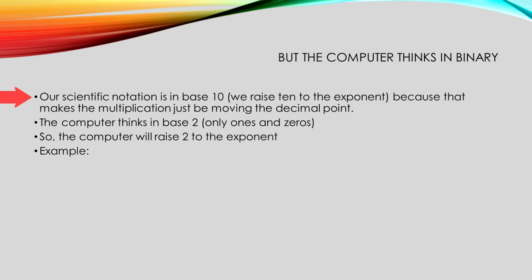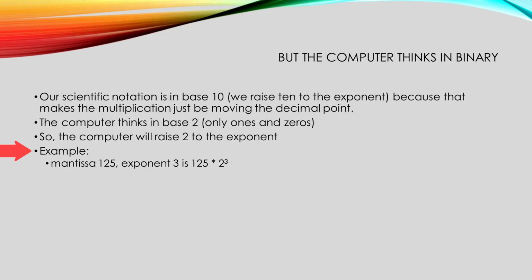When we do scientific notation, we raise 10 to the exponent because that's what moves the decimal point in our numbers. Multiplying by 10 moves the decimal point to the right by one position, and dividing by 10 moves the decimal point to the left by one position. However, the computer thinks in base 2, so the computer calculates by raising 2 to the exponent.